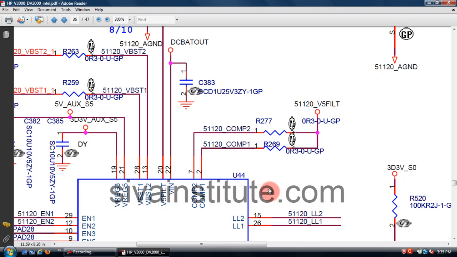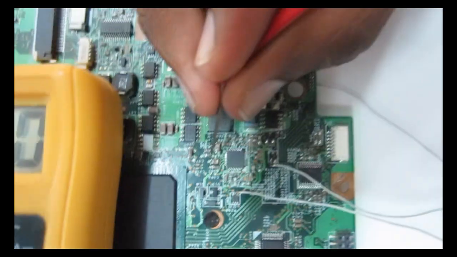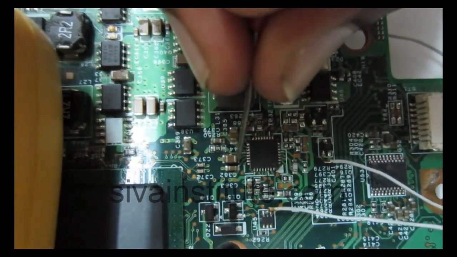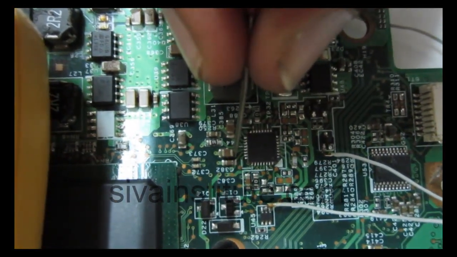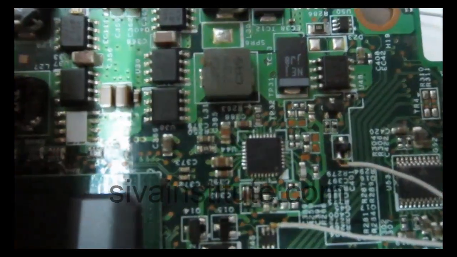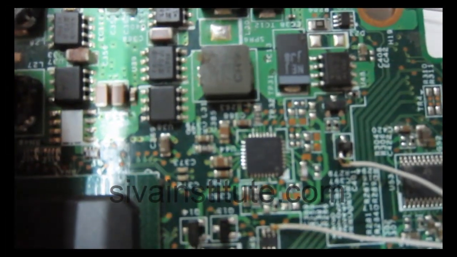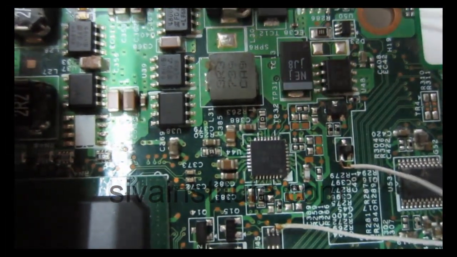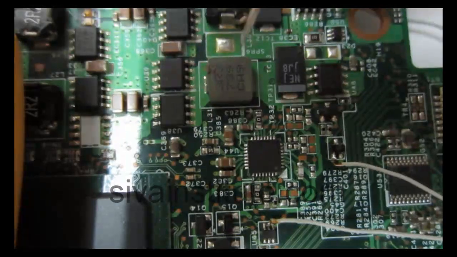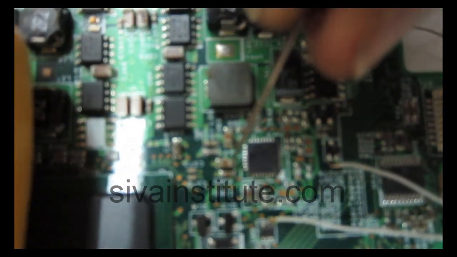We will see some other circuits. If there is no output of 5 volts and 3.3 volts, this 3 volts goes to the SIO chip. We will look at the U44 IC. We will check the voltage here.